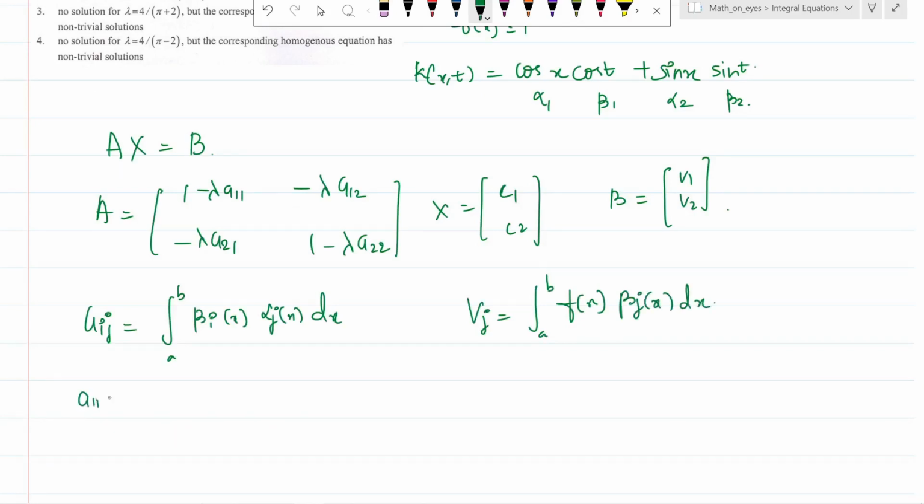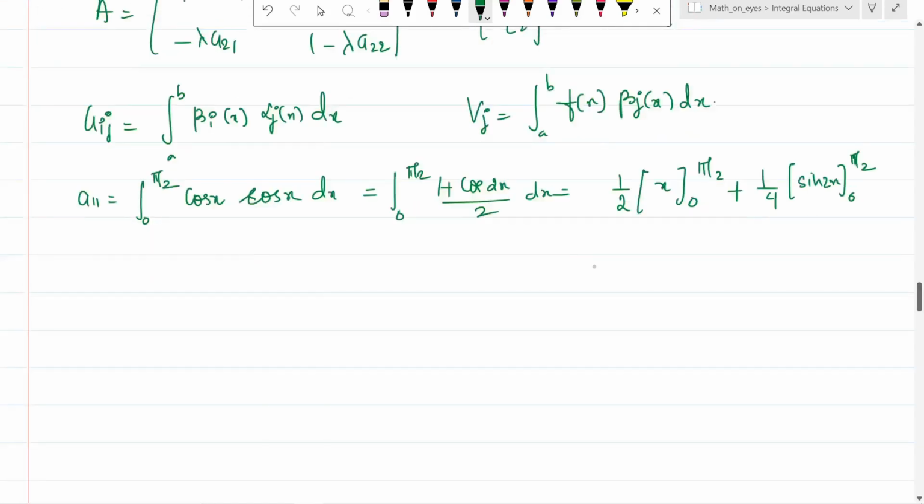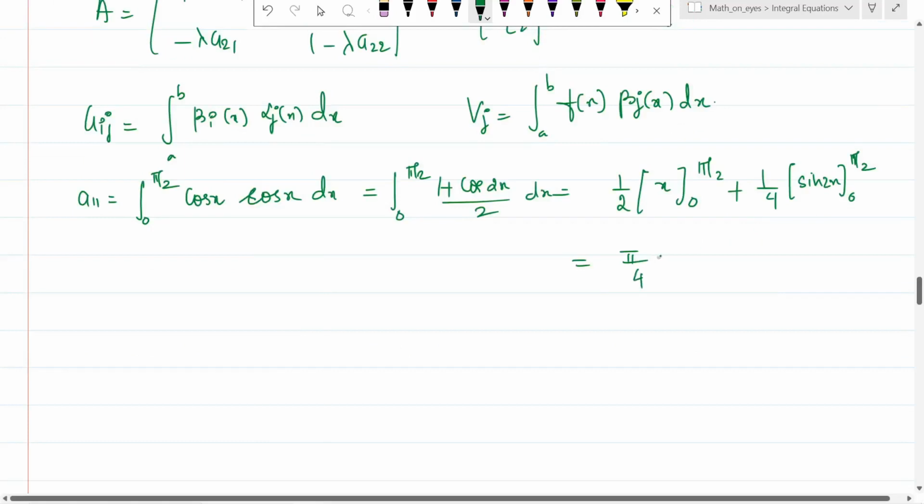Now, if we find A11, it is equal to integral 0 to pi by 2 alpha 1 beta 1, that is cos x cos x dx, which is equal to integral 0 to pi by 2 cos squared x dx, that is (1 plus cos 2x) divided by 2 into dx. When you take the integration, we take 1 by 2 outside, and this is just x from 0 to pi by 2, plus 1 by 4 into sine 2x from 0 to pi by 2. So we find this is equal to pi divided by 4 is the answer.